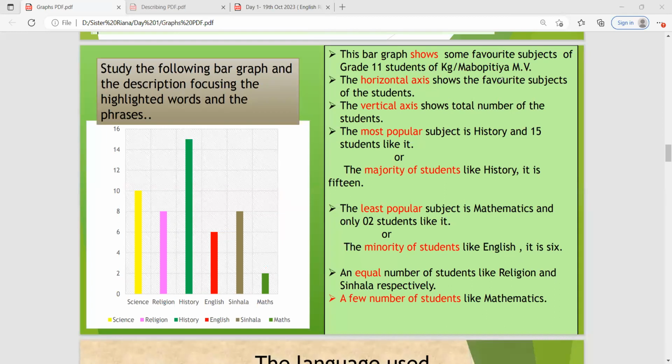This bar graph shows some favorite subjects of grade 11 students, and then you have to mention the school name. Imagine if you get a pie chart, the same setup you have to take: this pie chart shows, or if it is a Venn diagram, this Venn diagram shows. So in a similar way you have to write it, right?